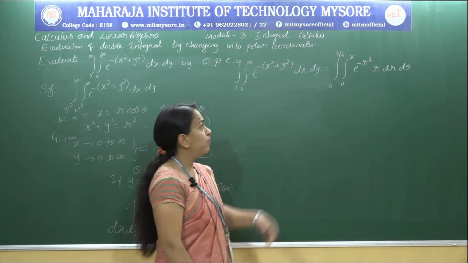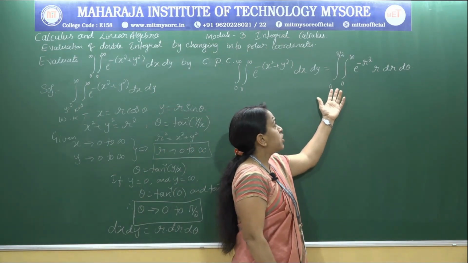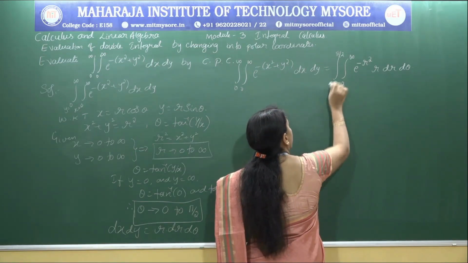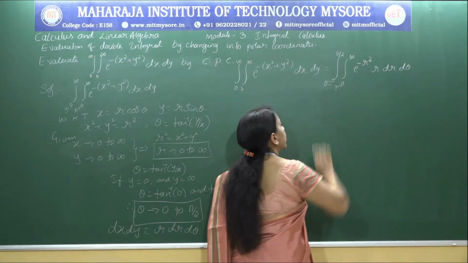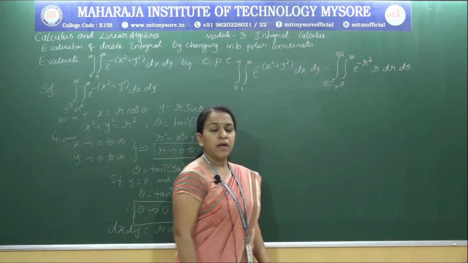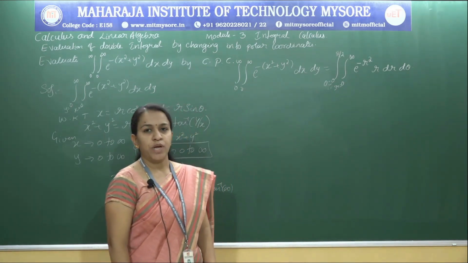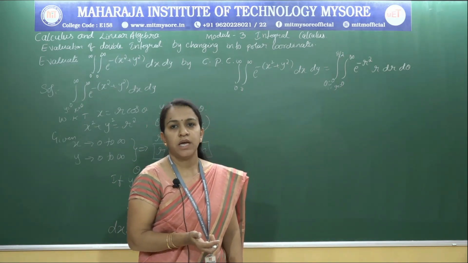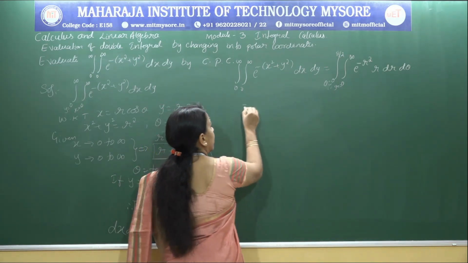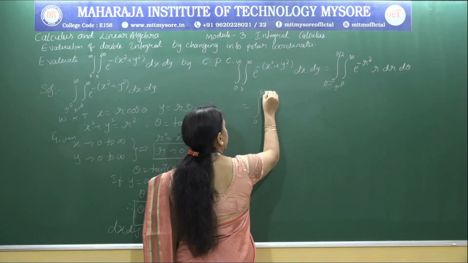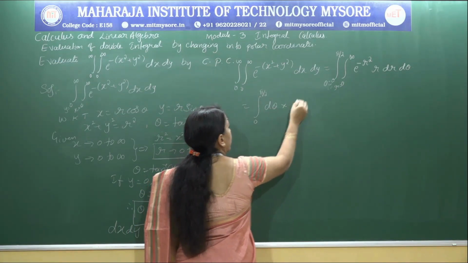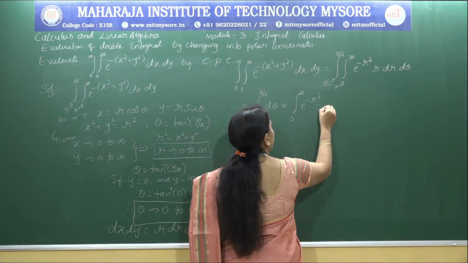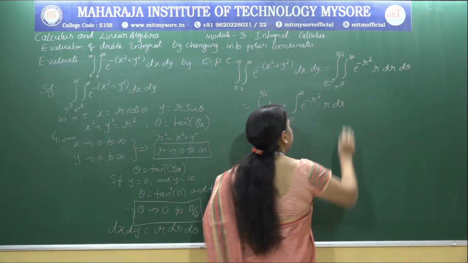Now, look at the limits of r and theta. We know that this is the limit of r and this is our limit of theta. So the limits of r and theta are constant limits. We do not have a variable limit. So I can split the integral as a product of integrals, that is, integral 0 to pi by 2 d theta into integral 0 to infinity e power minus r square r dr.